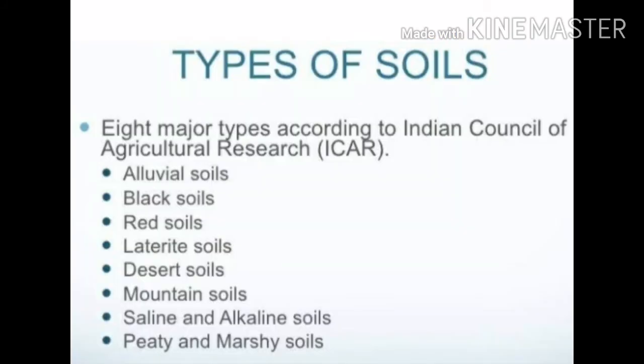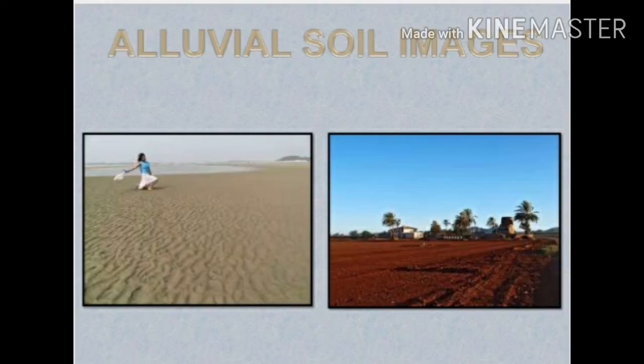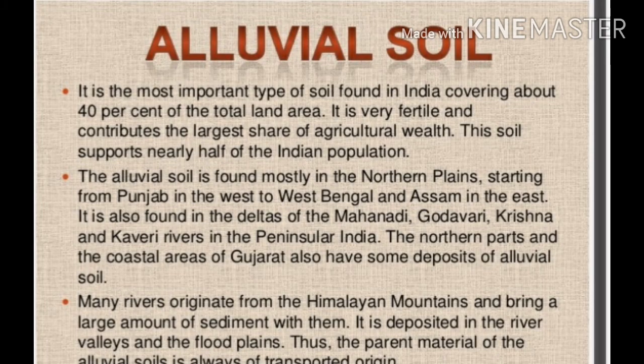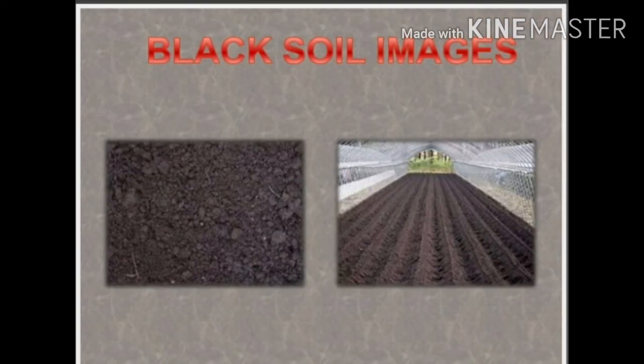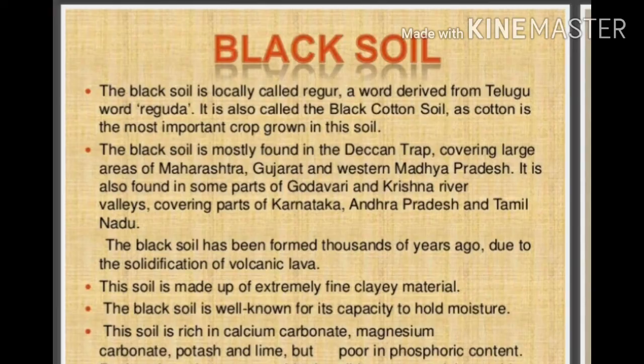In accordance with the Indian Council of Agricultural Research, there are 6 types of soils found in India. The first is the alluvial soil, which is the most fertile soil which is found in India and is deposited in the river valleys and floodplains. The second type of soil is the black soil, which is locally called Regur and is formed basically due to the solidification of the volcanic lava.